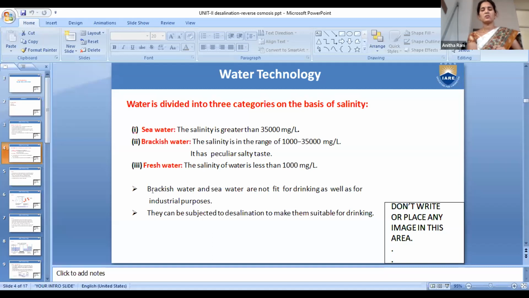So brackish water and seawater are not fit for drinking as well as industrial purposes. So what do we do? We will go for the desalination process.